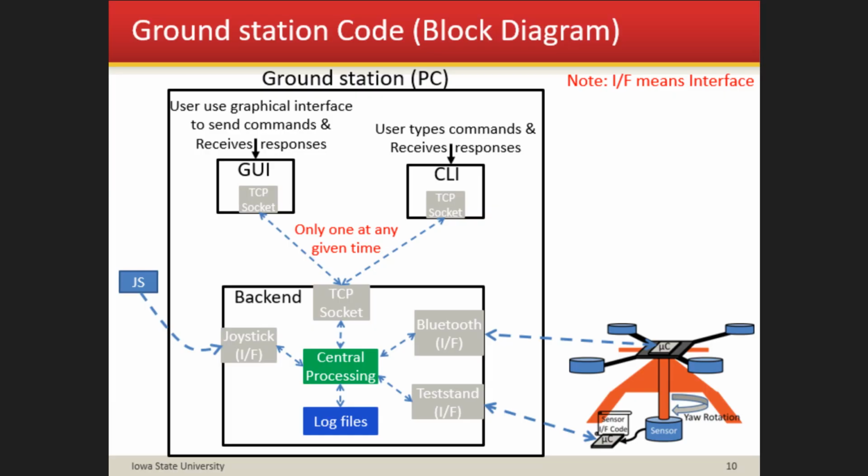Starting off with a brief overview of the block diagram of the ground station and how the GUI communicates with the backend. There's a TCP socket, and it only does one command at any given time. An alternative to using the GUI would be the command line interface, where the user types commands and responses in the command line. But the GUI is a lot more visual and easier to use than the command line interface, and we'll be focusing on the GUI portion of this block diagram today.